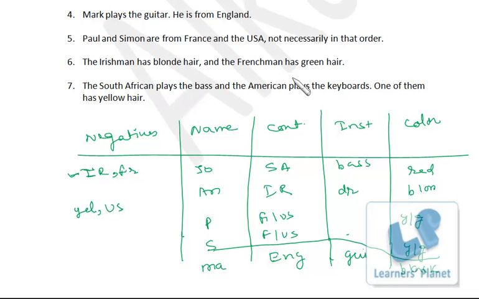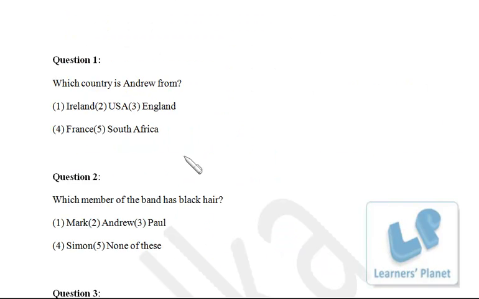And the last thing that we know is the American plays the keyboard. So we are left with just 2 options, keyboard and flute. So we are not very much clear with Paul and Simon. Now we take the questions.